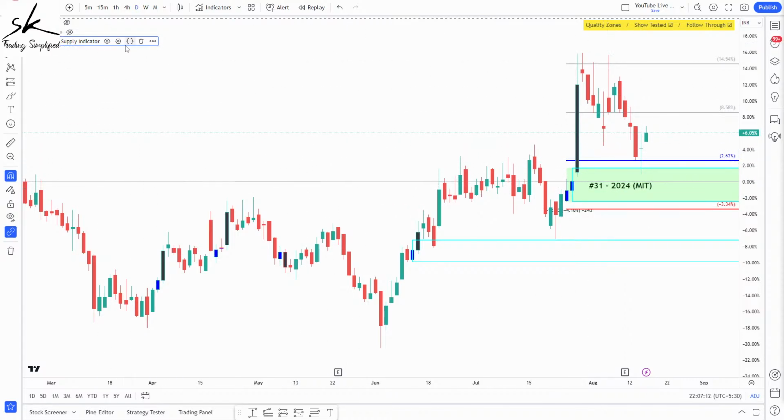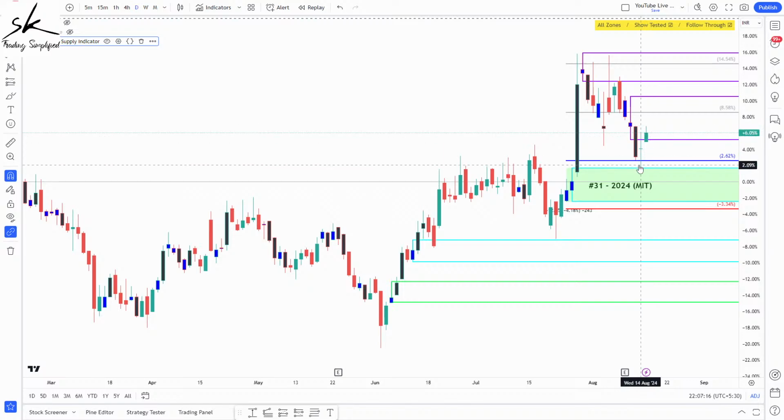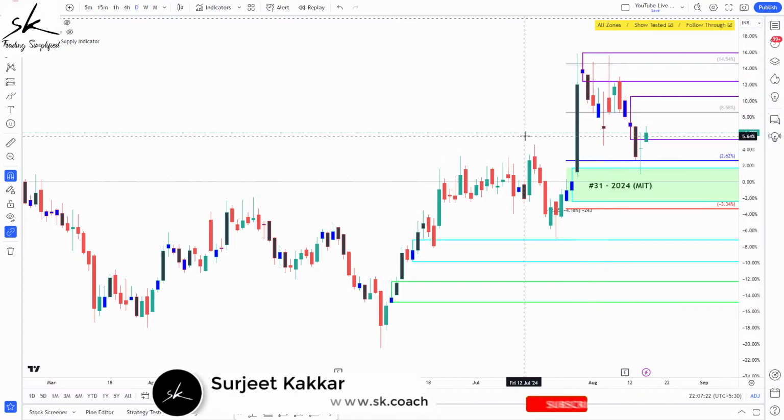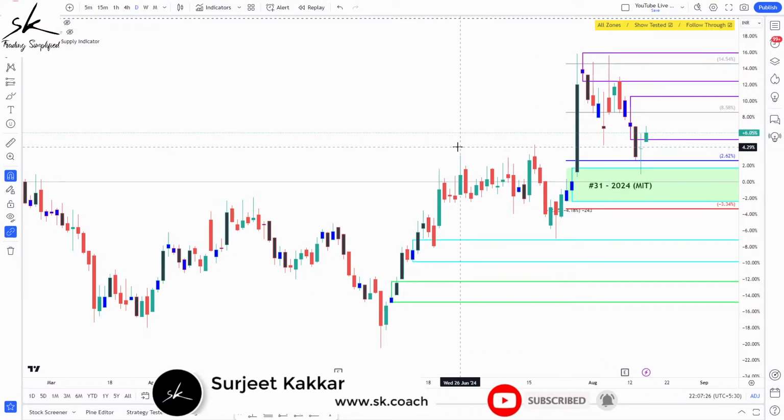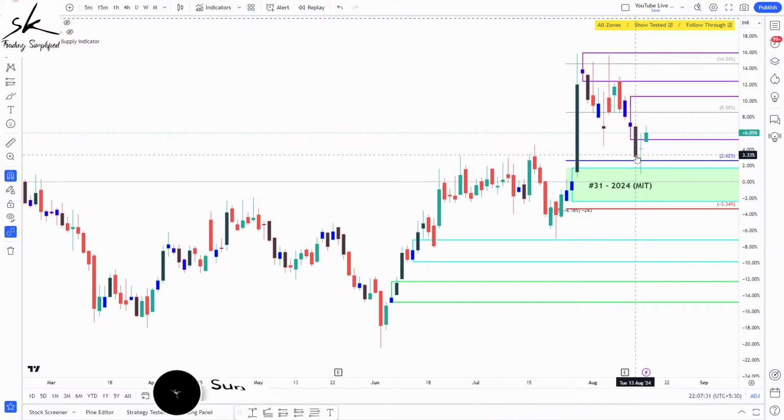Now, the problem here is that by the time prices came into the zone, we already had an opposing zone, which is this drop base drop. And this is only showing us a reward to risk ratio of maybe 0.5. As a rule-based trader, we do not take trades where the reward to risk ratio is anything less than 2:1. So based on reward to risk ratio, this would get disqualified for us.